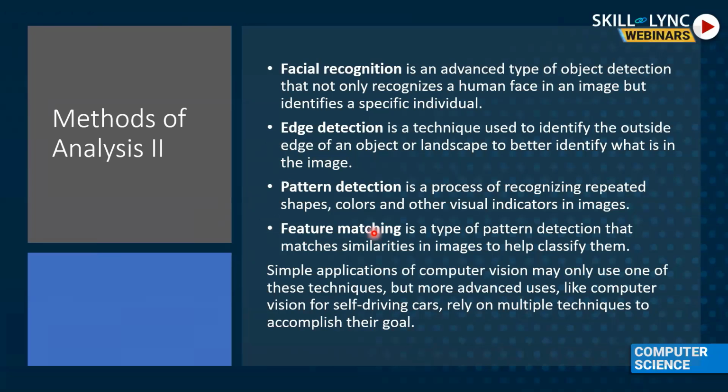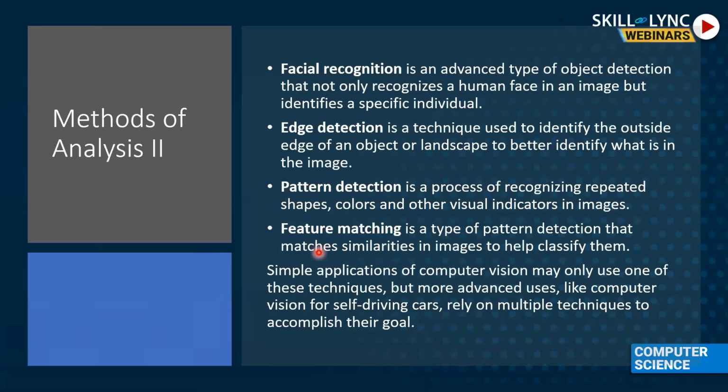Then we have pattern detection. By pattern detection, we mean that we can recognize the repeated shapes, colors, or other visual indicators in the image. We can detect some pattern, and this pattern detection often helps us in finding if there is an anomaly. For example, when we talk about the application of computer vision in medical imaging, we can see, using pattern detection, if things are okay or if there is some kind of anomaly going on in our scan.